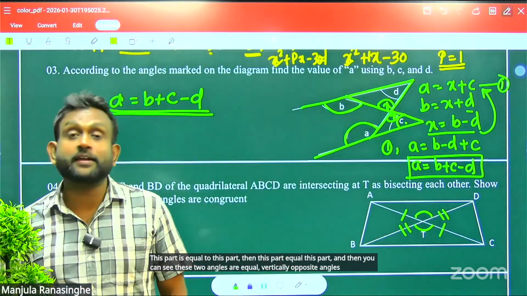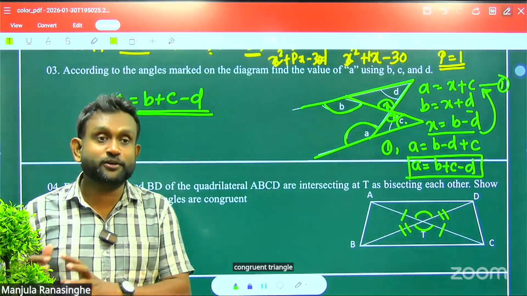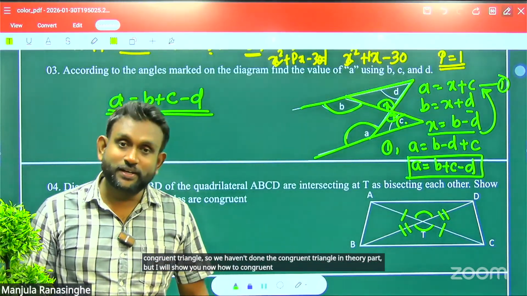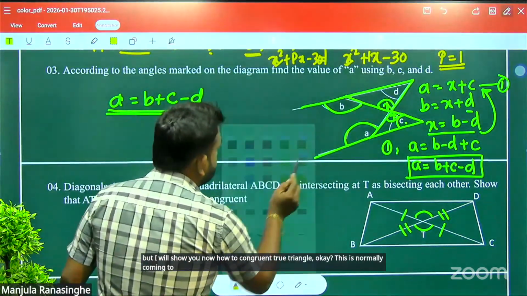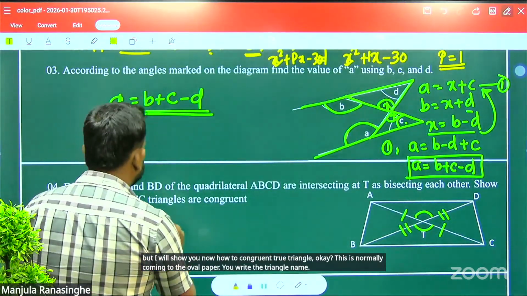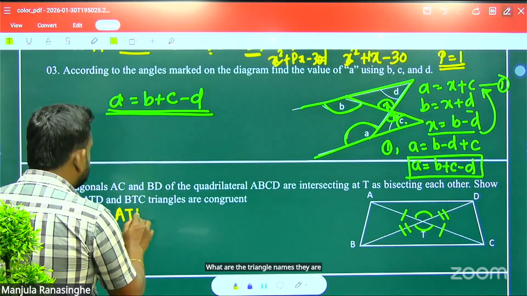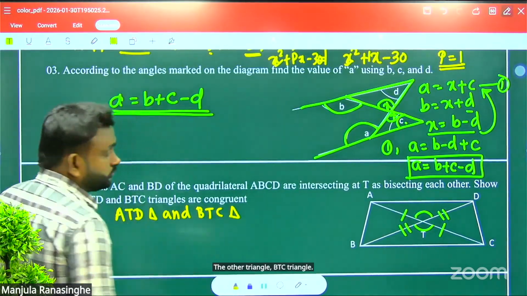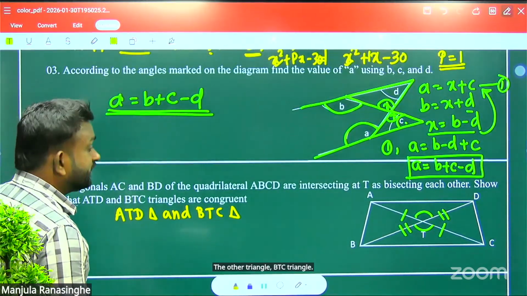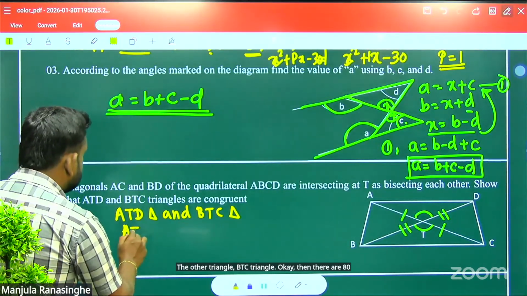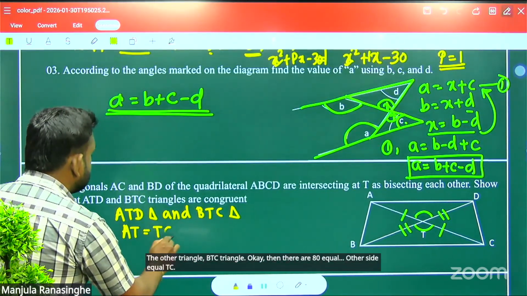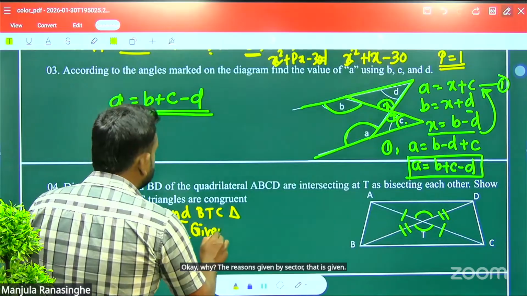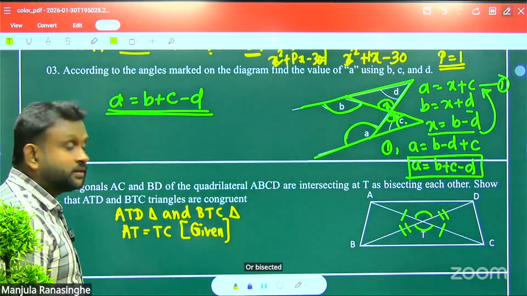Then how to show that the triangles are congruent? We haven't done congruent triangles in the theory part, but I will show you now how to prove two triangles congruent. This is normally asked in the O-level paper. You write the triangle names: triangle ATD and the other triangle BTC. Then AT equals TC. The reason: given, the diagonals are bisected.